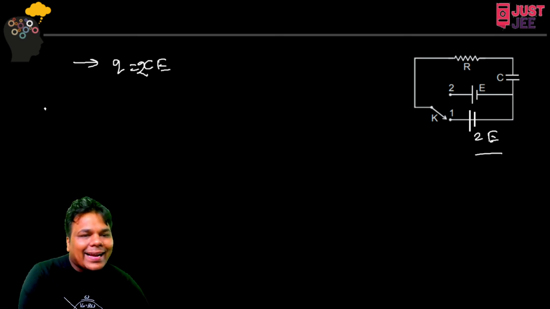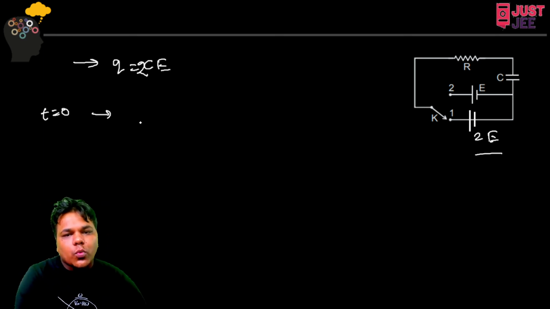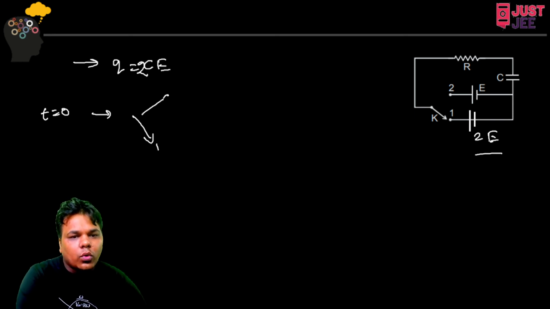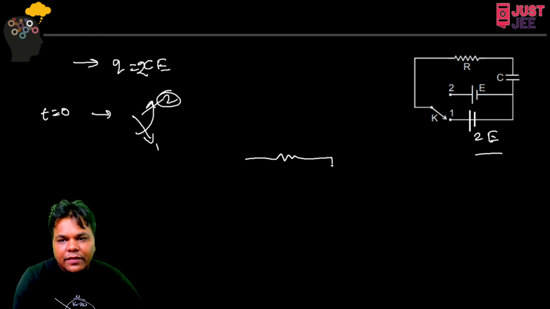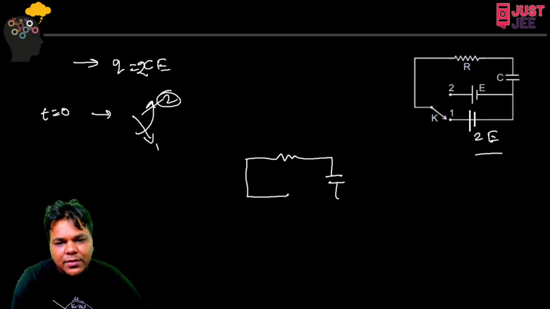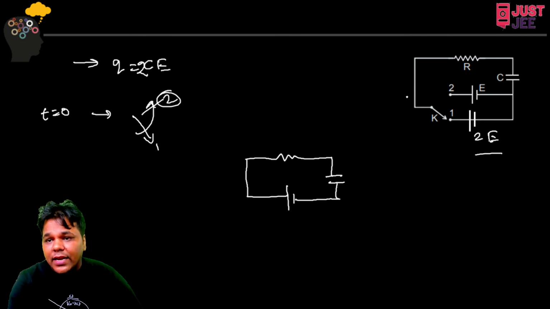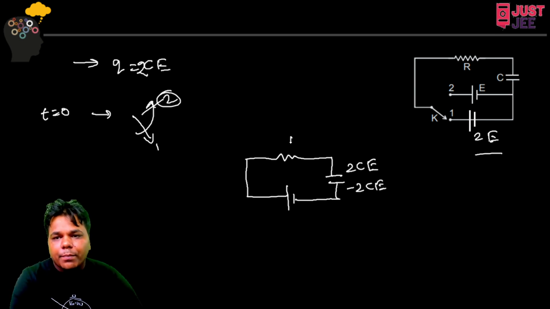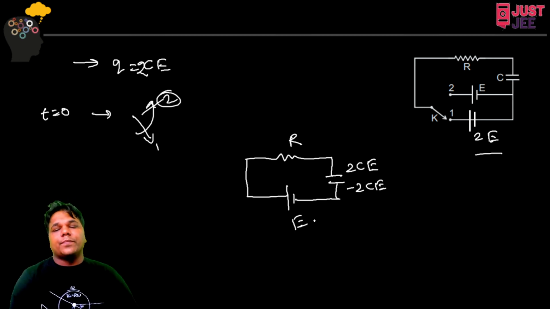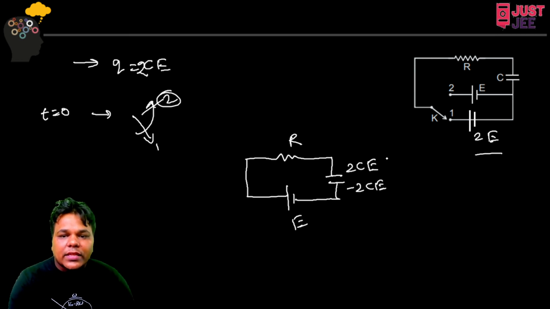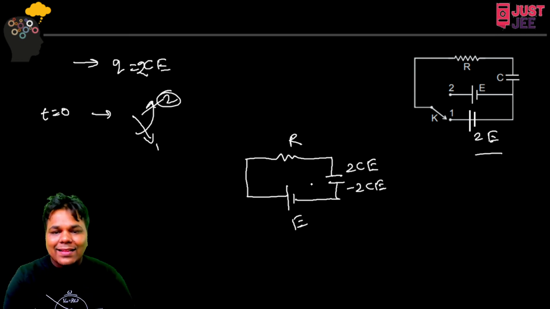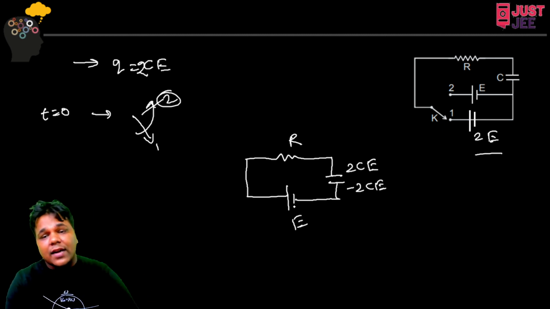Okay, now at t is equal to 0, we swap the key from one location to the second location. Now what we will have, as you can see, is a capacitor, and the charge on the capacitor is minus 2CE. We have a resistance and we have a battery E. So now two processes will happen simultaneously. First, the charge on the capacitor will keep on decreasing and this battery will keep charging the capacitor.